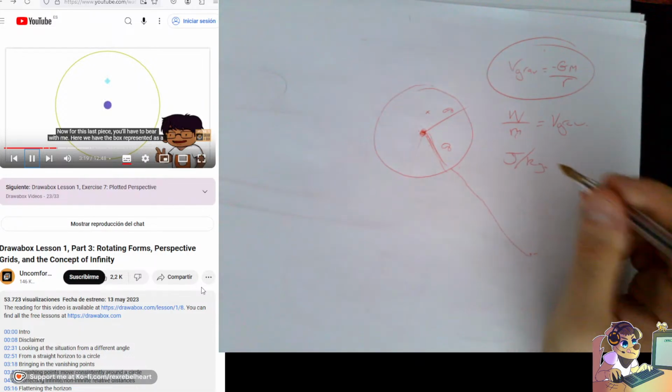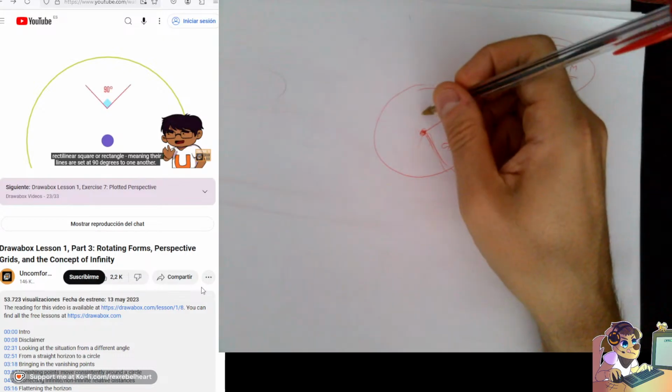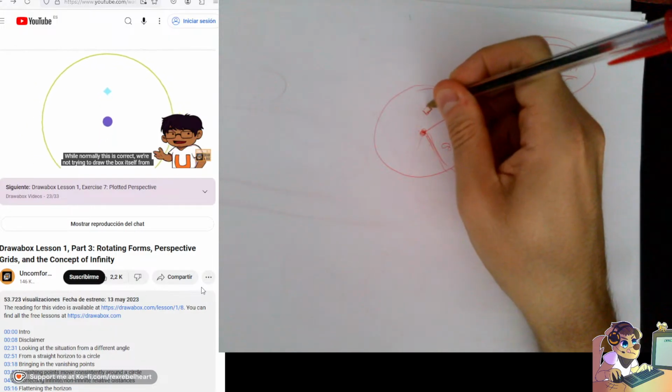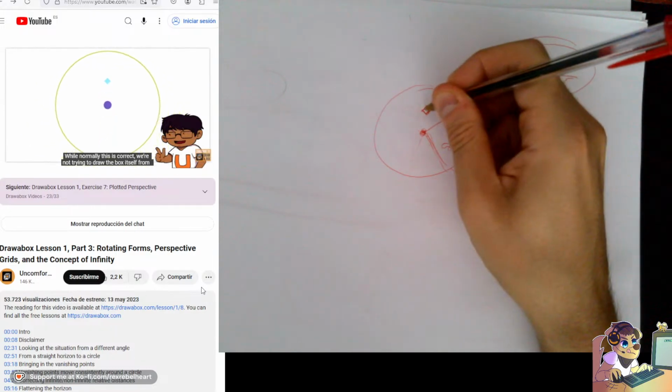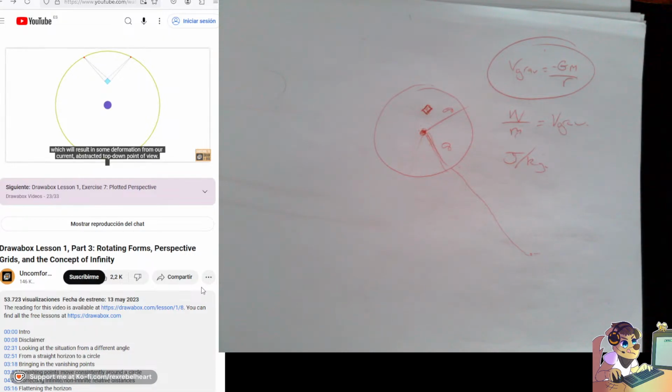For this last piece, you'll have to bear with me. Here we have the box represented as a rectilinear square or rectangle, meaning that their lines are set at 90 degrees to one another. While normally this is correct, we're not trying to draw the box itself from a top-down view, but rather we're trying to understand what the viewer is seeing, and more importantly, why. In order to do this, we introduce the vanishing points as seen by the viewer, which will result in some deformation from our current abstracted top-down point of view.